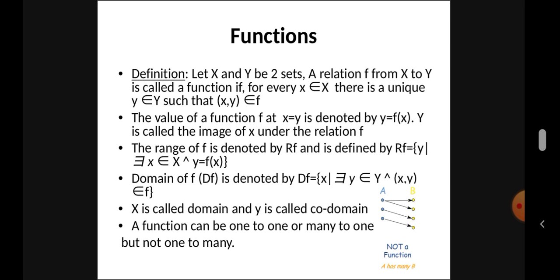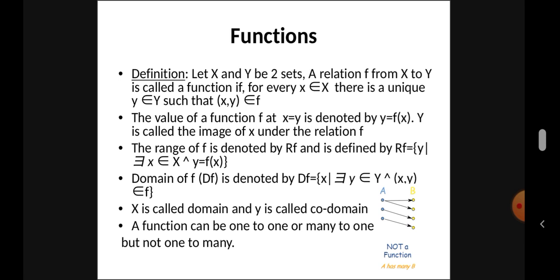The range of f is denoted by R(f) and is defined by R(f) = {y such that there exists x an element of capital X and y = f(x)}. And the domain of f, that is D(f), is defined by D(f) = {x such that there exists y an element of capital Y and (x, y) is an element of f}. Here X is called the domain and Y is called the codomain.